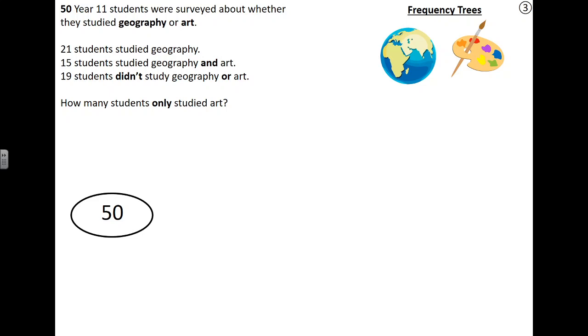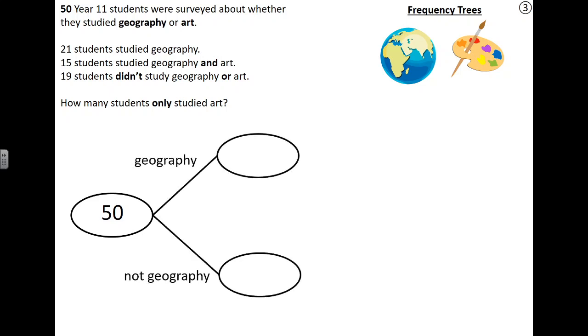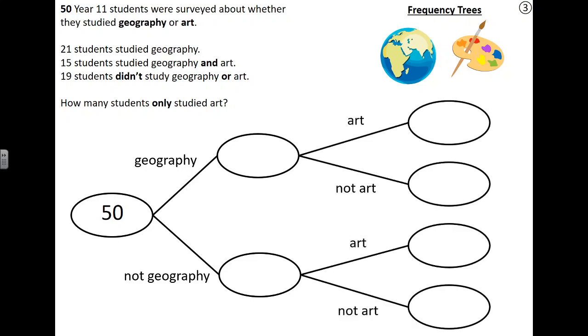Okay, let's have a look at how we got on then. So we're bothered about whether they studied geography or art. So there's not male or female for this one. They either studied geography or art. That's what we're asking. So first of all, they either studied geography or they didn't study geography. And we know that of the 50 people who were surveyed, 21 studied geography, which means 29 didn't.